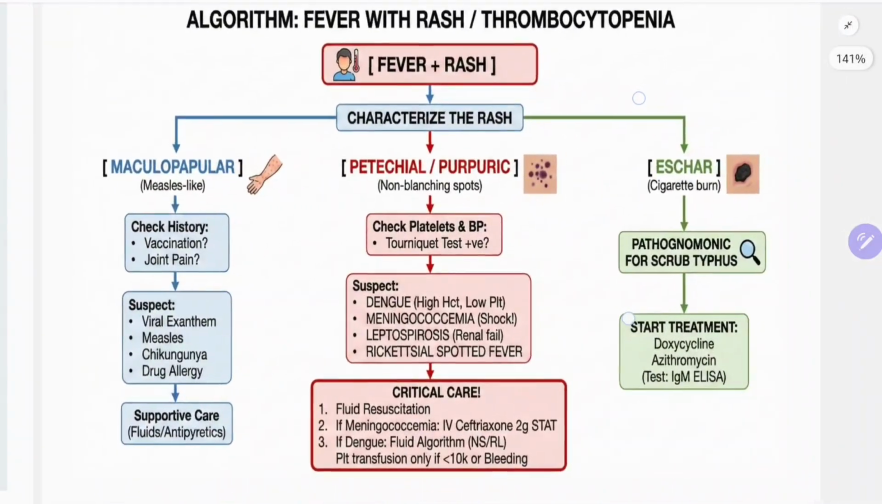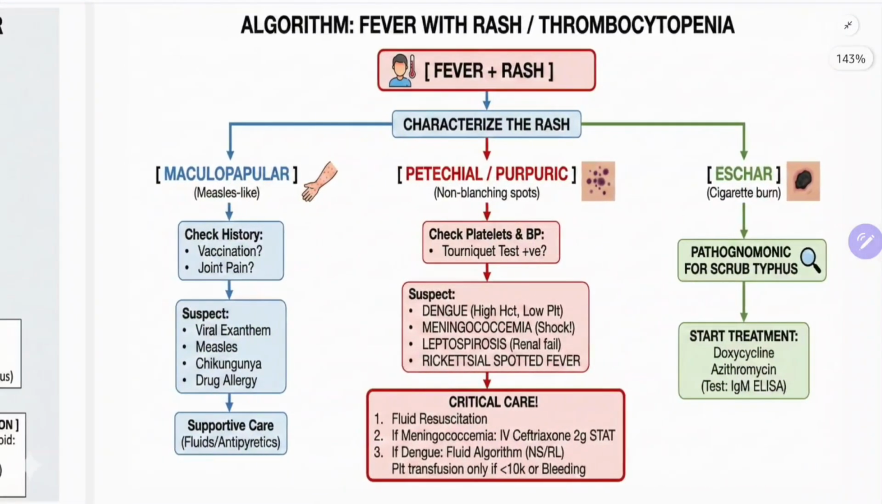So this is the algorithm for management of fever with rash and/or thrombocytopenia. So fever with rash, characterize the rash. This is important. Characterize the rash. Whether the rash is maculopapular, whether the rash is petechial or purpuric, and whether the rash is eschar type, cigarette burn type. Okay. If the rash is petechial or purpuric, then there are the diagnoses.